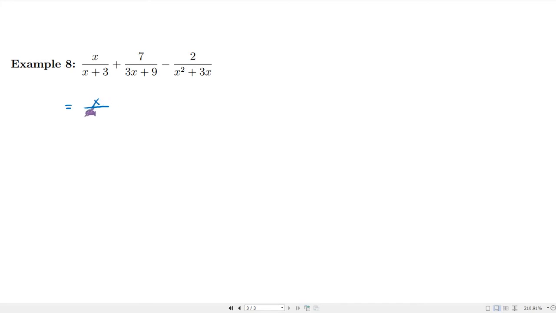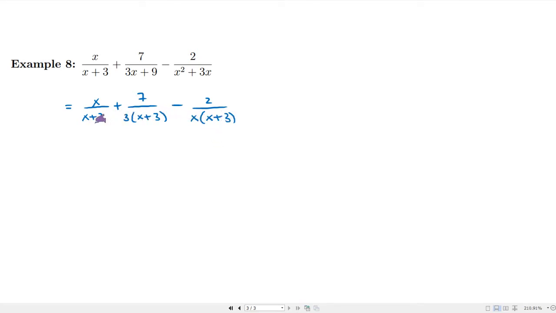First one looks like it's already factored as much as we can factor it, but here we have a common factor of 3, so we have 3 times x plus 3. And then over here we can factor what? Well, we have x squared plus 3x, so we have a common factor of x, and then we have x plus 3. Okay, so what's missing? We have denominators of x plus 3, 3 times x plus 3, and x times x plus 3.